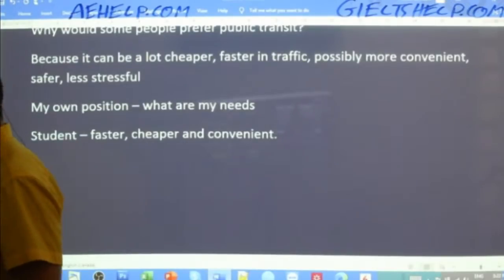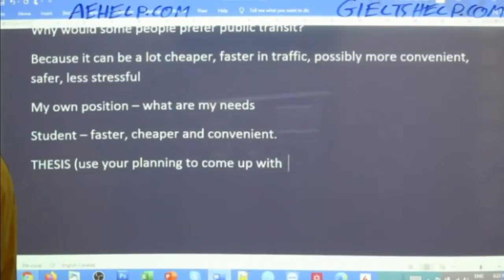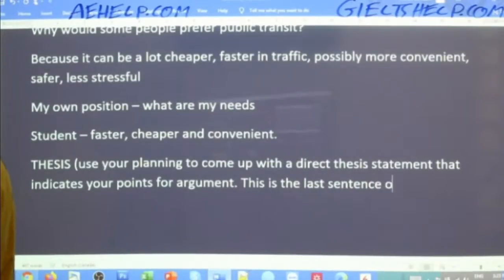All right, so now what I can do is come up with my thesis statement. Use your planning to come up with a direct thesis statement that indicates your points for argument. Okay, this is the last sentence of your introductory paragraph. Okay.